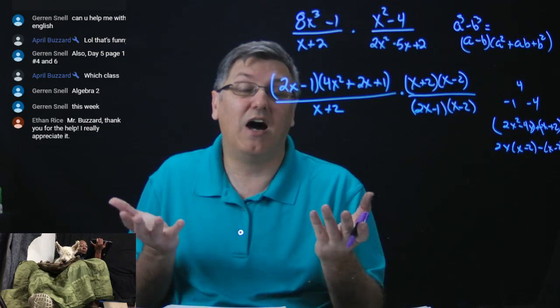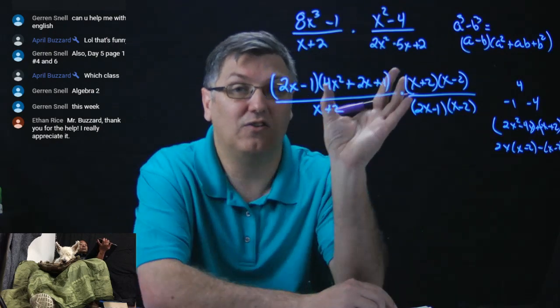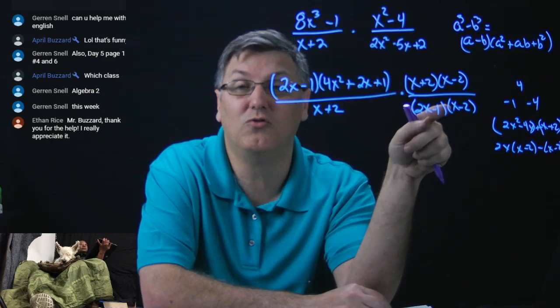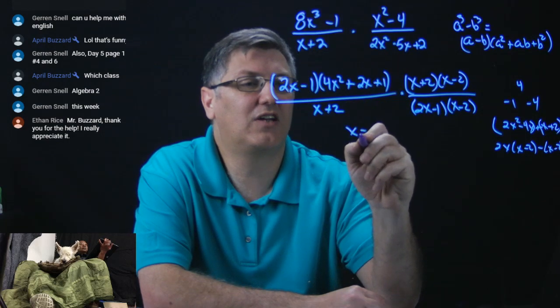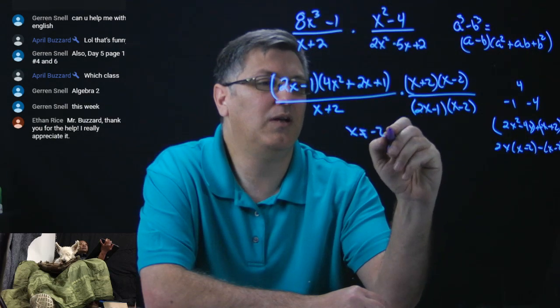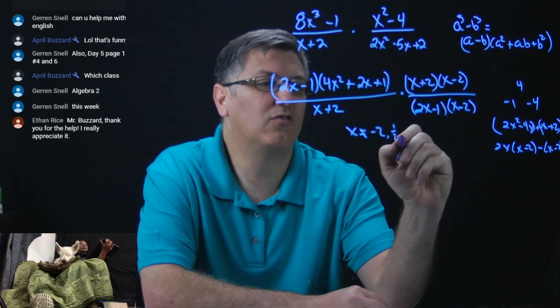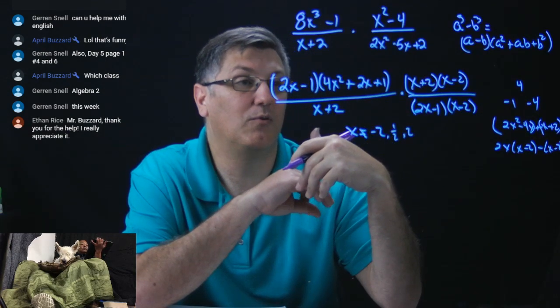What numbers can I not have in this? Well, all we do is we set my denominator not equal to 0. In this case, we know that x cannot equal, let's see, -2, 1/2, and 2. Just let those equal and solve them. They're just linear equations. I'm not going to take the time to do that.